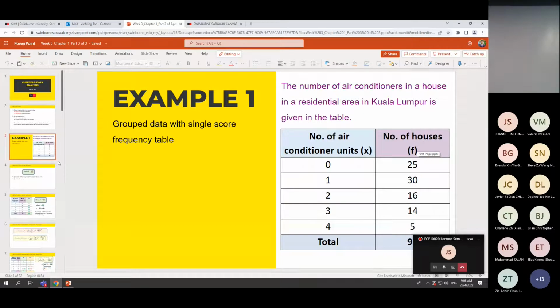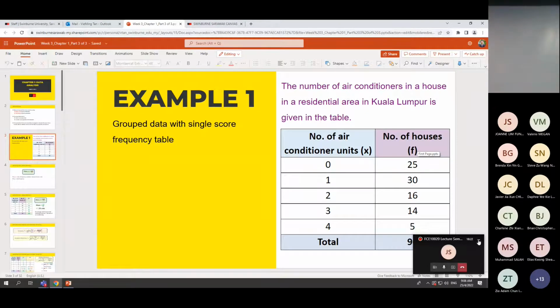This is an example of a frequency table. Usually the first column is the class column, and we use X as the column title. X means the class. Then how about the second column? The second column is the frequency column, which represents the number of participants or respondents in each class.